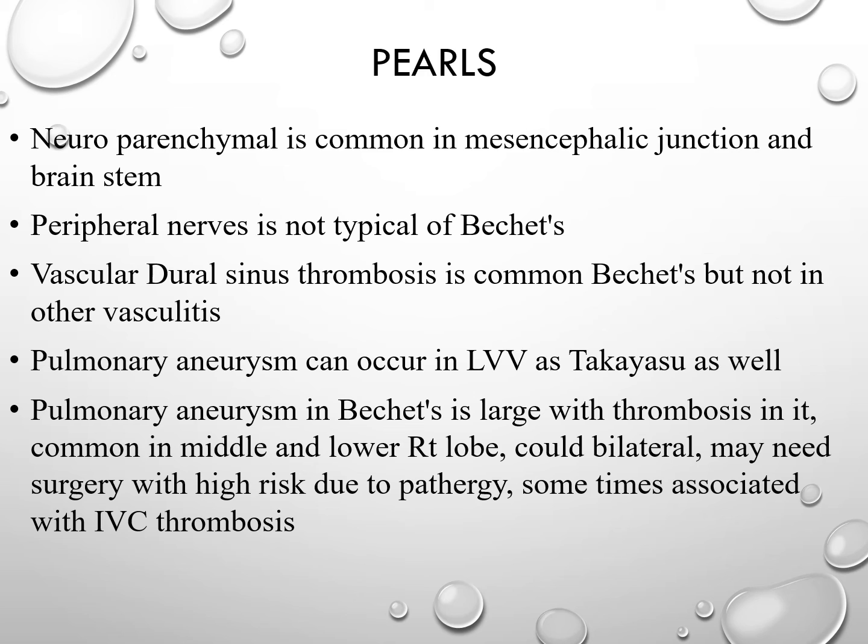Pulmonary aneurysm could also be associated with large vessel vasculitis like Takayasu, not only Behçet's disease. However, in Behçet's, the pulmonary aneurysm is usually associated with thrombosis and commonly found in the middle and lower right lobe. It could be bilateral. It may need surgical intervention. However, it's high risk because of the associated pathergy in the blood vessels. It's considered one of the Koebner phenomena. Sometimes it's associated with IVC thrombosis.